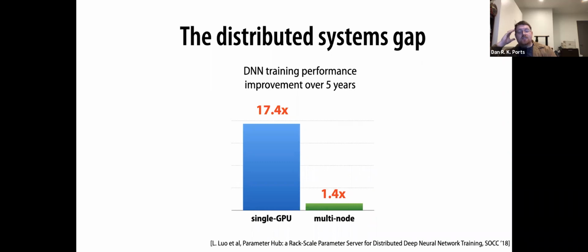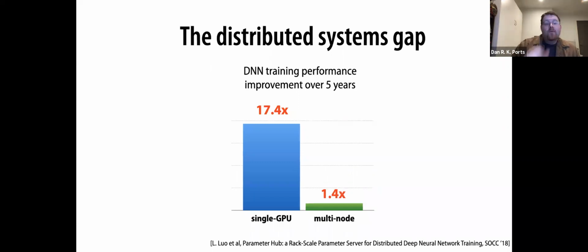And this is a particularly extreme case. We'll come back to that and look at what some of the results are for a wide variety of workloads. But it really illustrates the fact that distributed systems performance, the communication, the coordination, really matters.